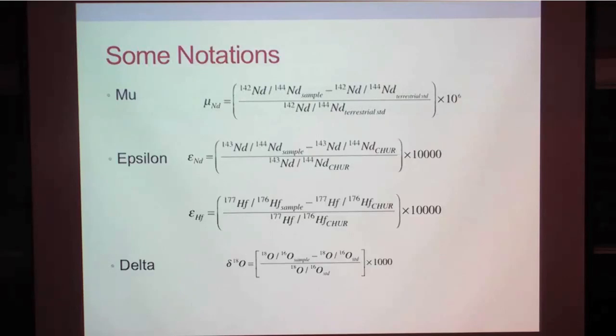Okay, just a review of some of the notations I'm going to use here. We'll see mu in just a minute. This is a deviation in parts per million from a terrestrial standard. Epsilon notation is deviations in parts per 10,000 from chondritic value, where CHUR means chondritic here. And that already introduced the delta notation, for example, for oxygen, our sample versus some standard.